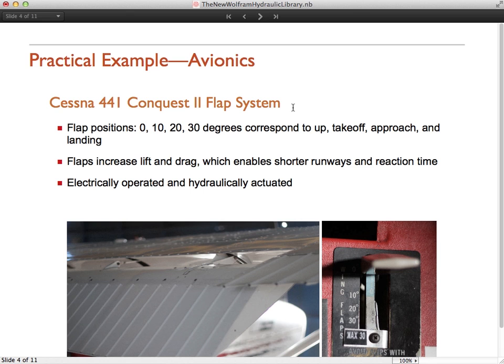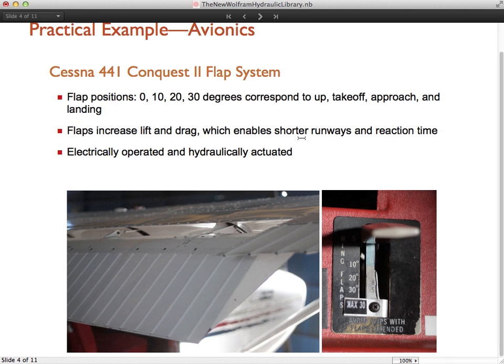One example where the Wolfram Hydraulic library is practically applicable is when modeling failure scenarios, for example in avionics. Take the flap system in the Cessna 441 Conquest II airplane as an example. The flaps are located on the trailing edge of the wings, where they can take on different angular positions depending on which flight characteristics are wanted. That in turn depends on if the plane is in the landing or takeoff phase, in mid-air or approaching landing.